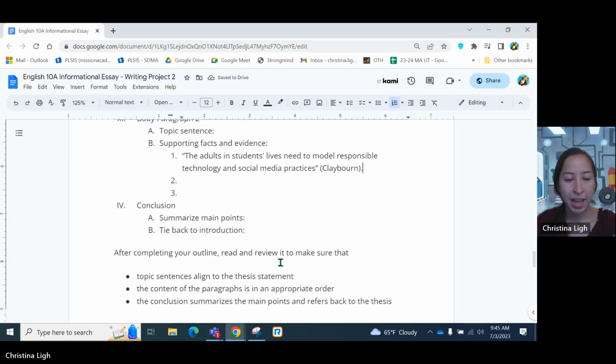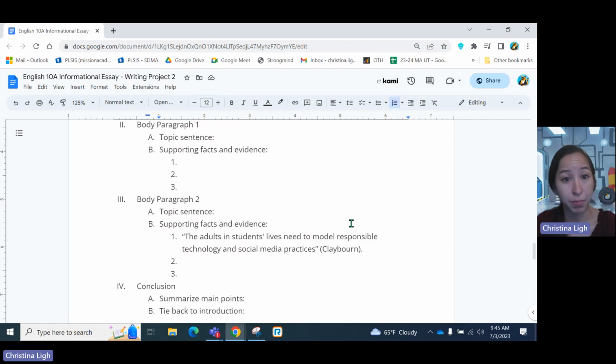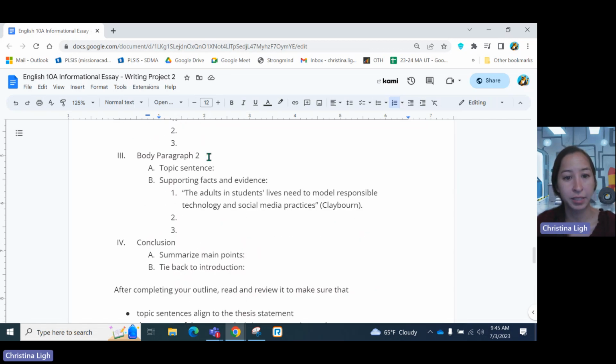Okay? And then your conclusion is just wrapping up your essay. You're going to summarize your main points. Honestly, this is going to sound a little bit like a detailed thesis statement. So probably this sentence and these 1 to 2 sentences are going to sound very similar. Tied back to the introduction, you kind of want to end your essay with a snap, something fun, interesting that kind of wraps up your essay and gives it a sense of closure.